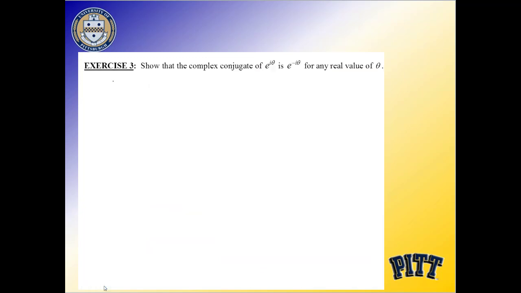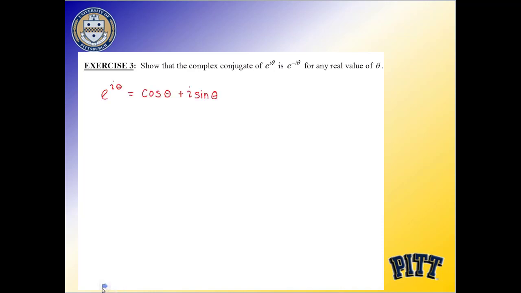Because we're changing formats here. This question is asking us to see how we will express a complex conjugate in terms of having everything in terms of e here. And so what they're telling you here is that e to the i theta and e to the negative i theta would be complex conjugates for any real value of theta, which means any angle measurement.